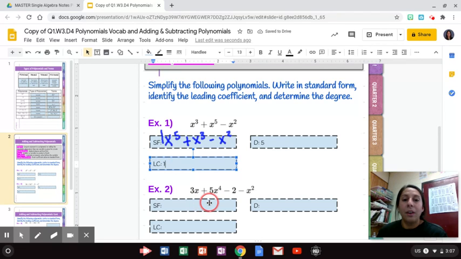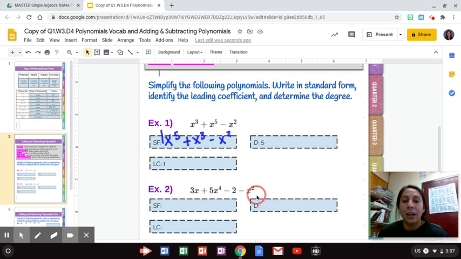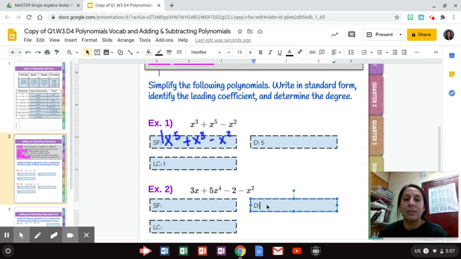Okay, example 2. On example 2, if you had to identify the degree first, we'll do that first. You'll notice that you have a 2 as an exponent. You have a 4 as an exponent. There's no exponent here, but because there's no exponent, there's an imaginary 1, x to the first power. So if I have a 1, a 4, and a 2, the highest degree or the highest exponent is a 4. So this has degree 4.